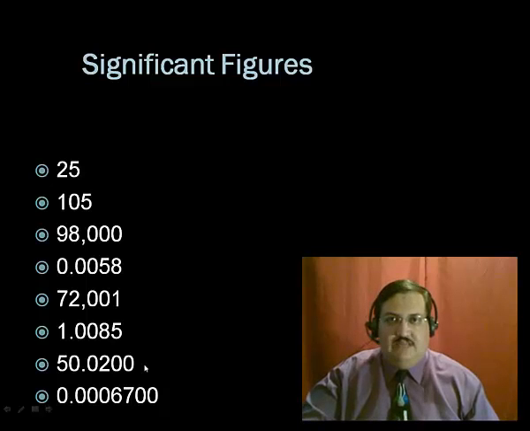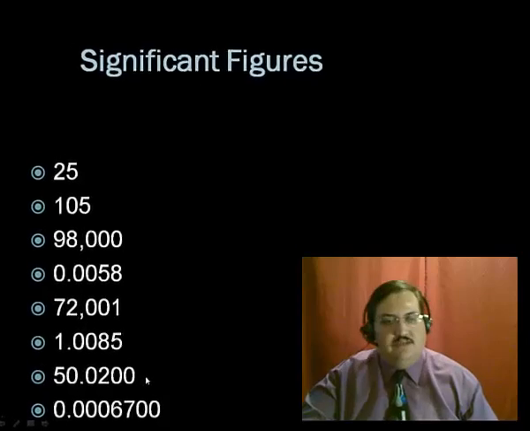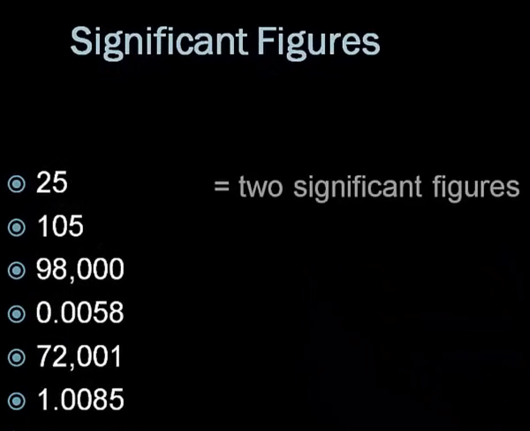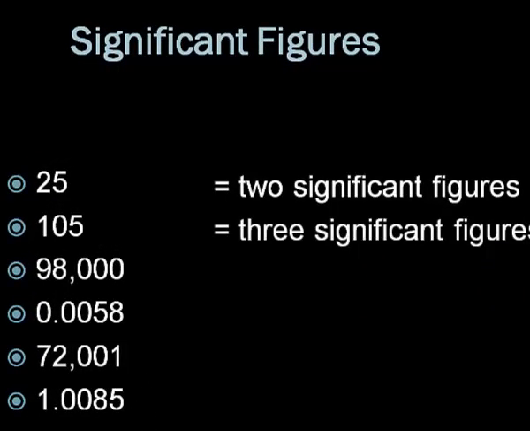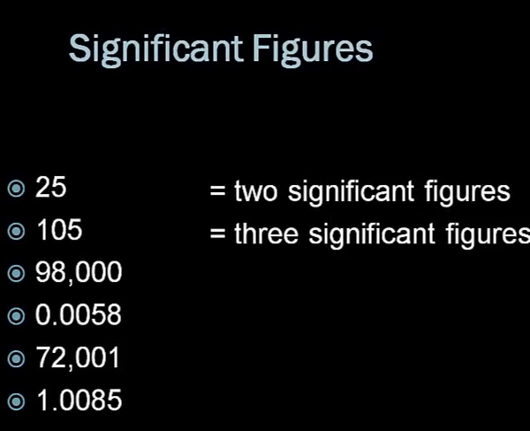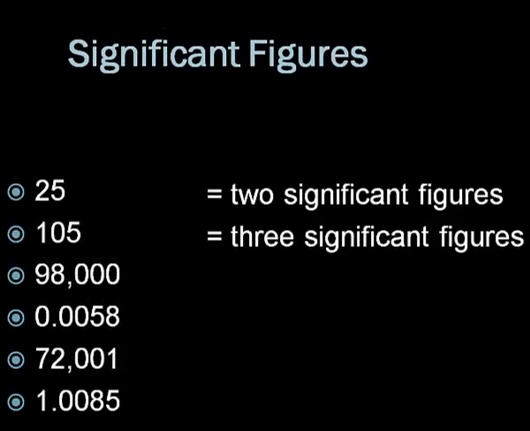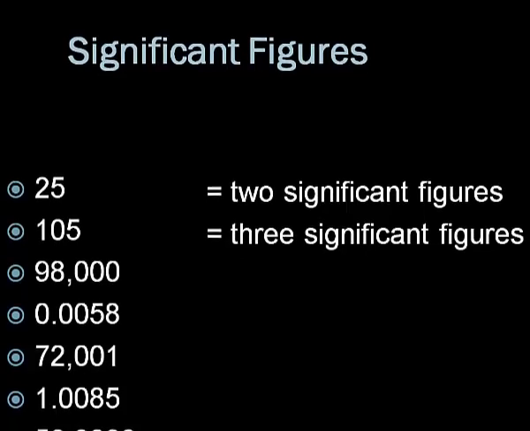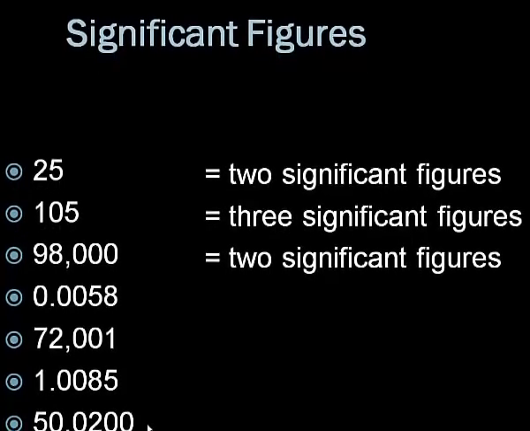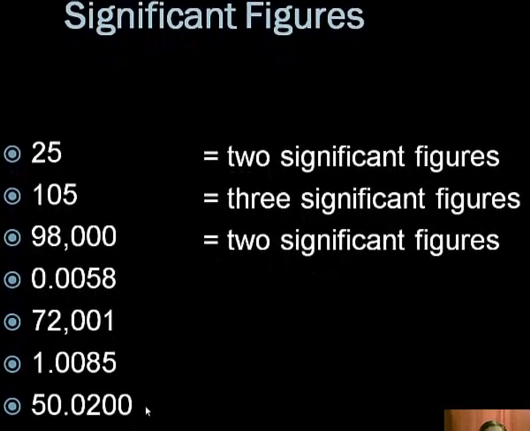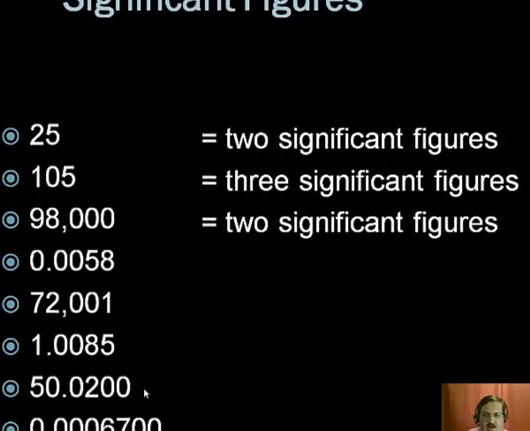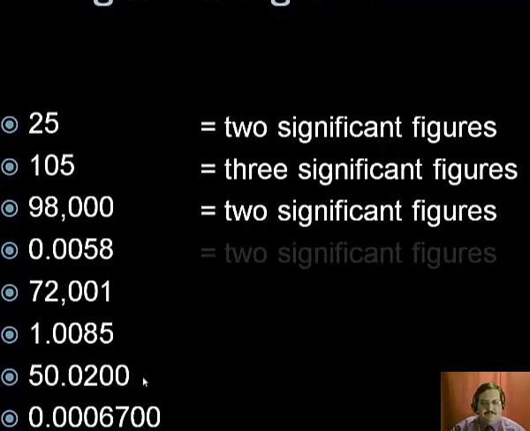Hopefully you've worked that out. If not, go back and pause. I'll go ahead and start going through these. First one's pretty easy. We will have 2 significant figures. For the second one, we will have 3 significant figures because we have that captive 0. That one counts. For the third one, we only have 2 significant figures. This is because the 3 zeros after the comma are just placeholders.